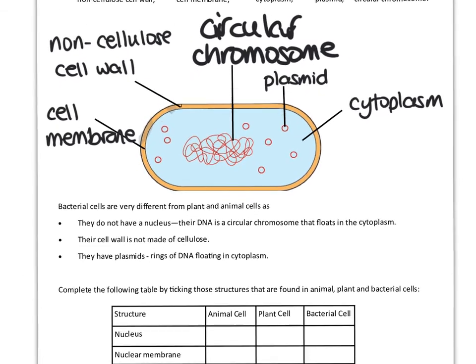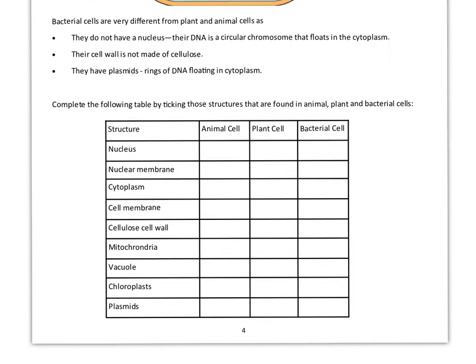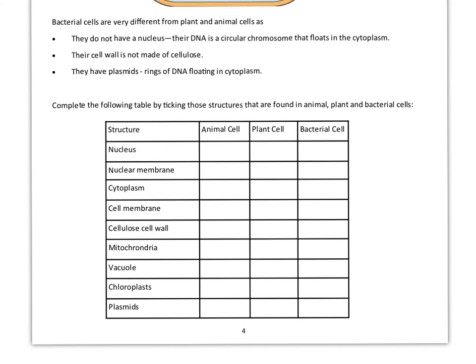So if we look at the table, basically if you pause the video and then put ticks for things, for example, an animal cell has a nucleus, plant cell has a nucleus, bacterial cell doesn't. So we just leave it blank. In fact, what we'll do, we'll put an X there, just to be on the safe side. All right? So pause the video and then fill this in. And then start the video and then you'll hear the answers.